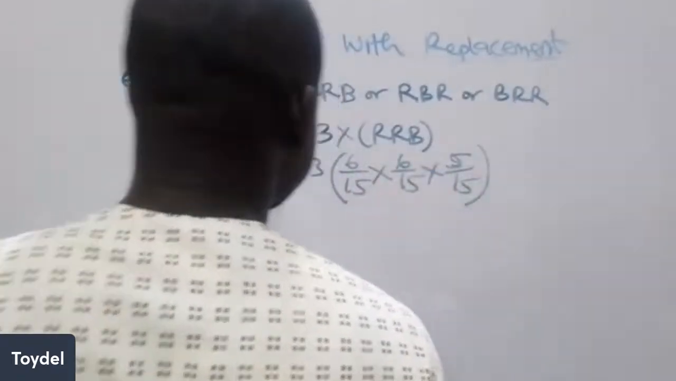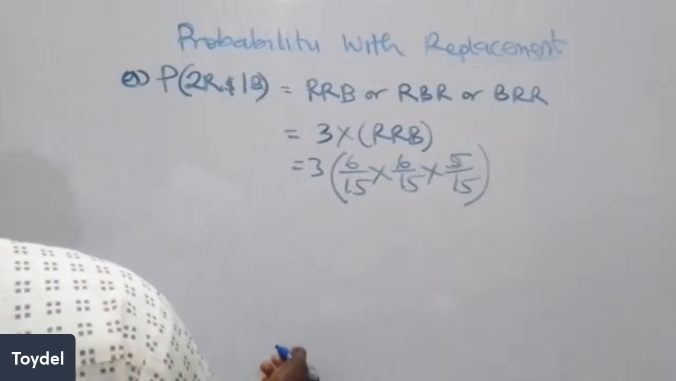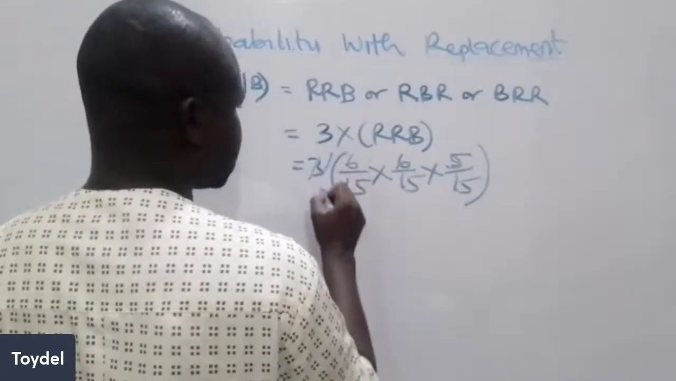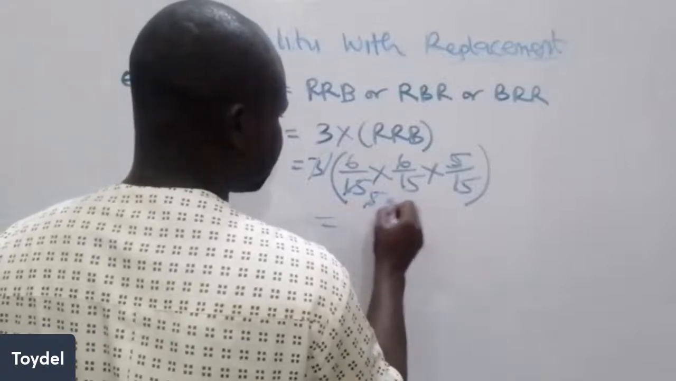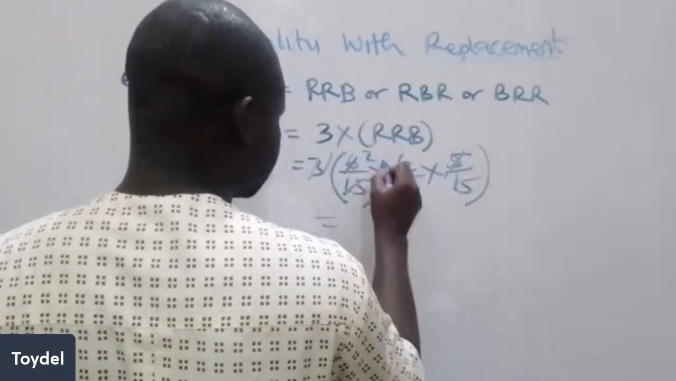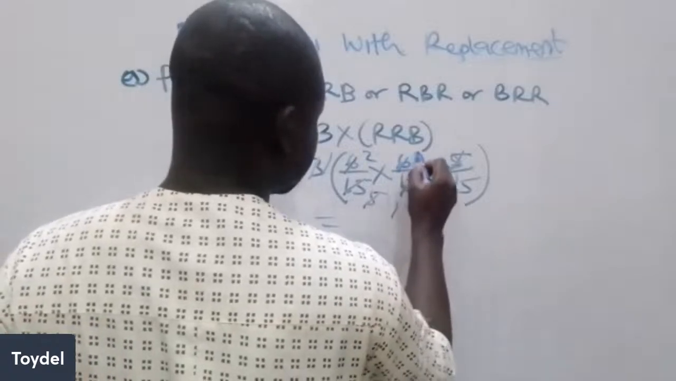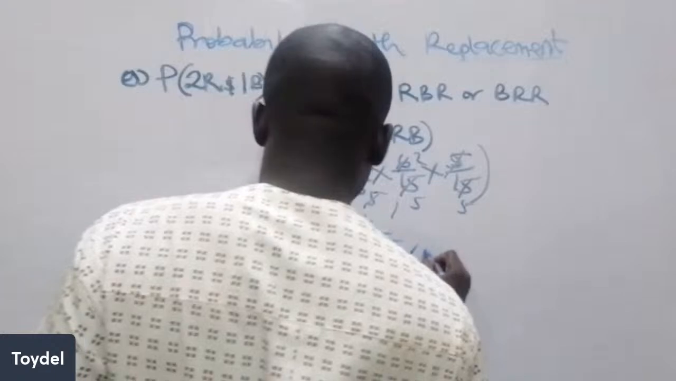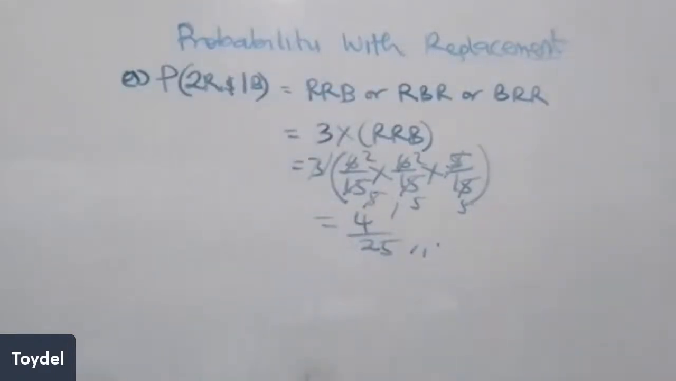Then we can do some cancellation and actually come to the final answer. So 3 here, 1; 3 here, 1; 3 here, 5; 5 here, 1. So 3 here is 2, 3 here is 5, and I will have 4 all over 25. So the probability of picking 2 red balls and 1 blue is 4/25.